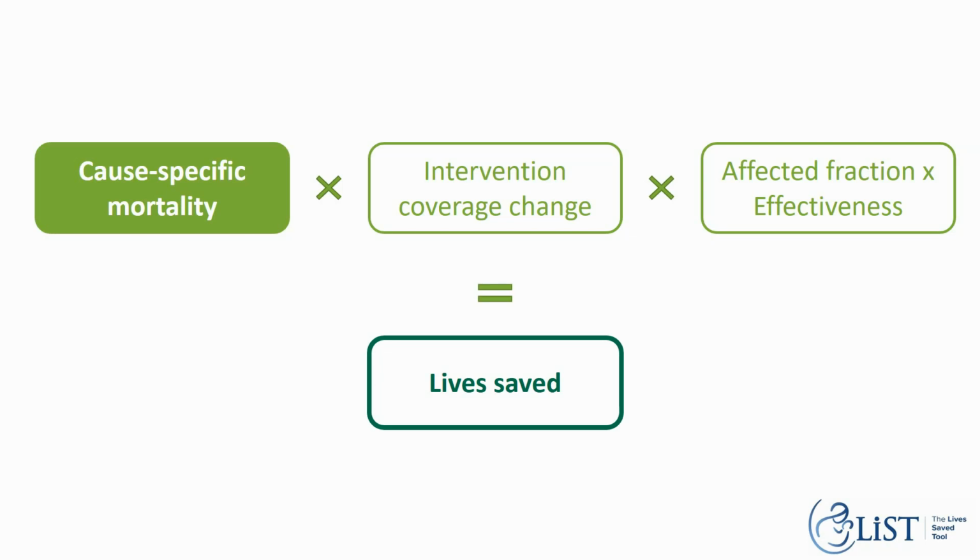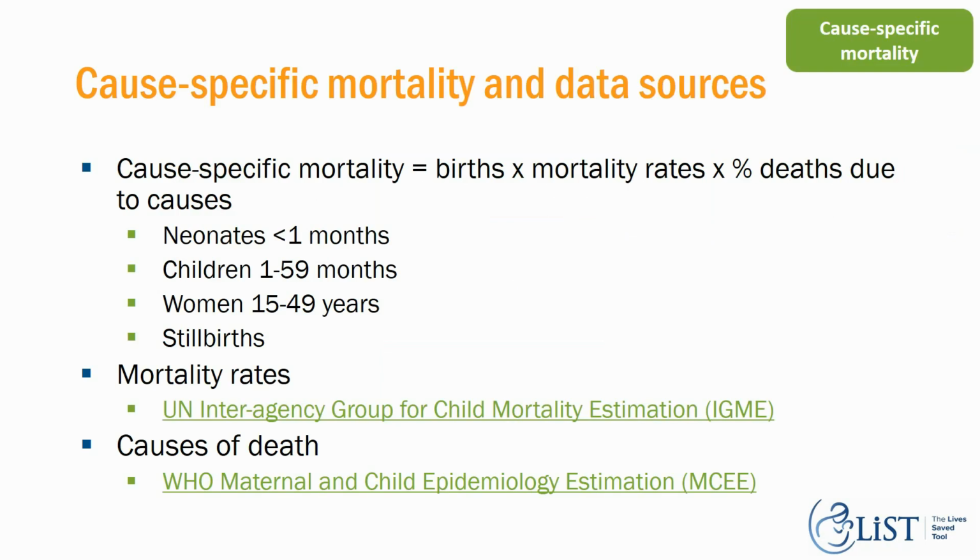So to take a look first at the cause-specific mortality, we define that as the number of births times the mortality rates times the percentage of deaths that are due to specific causes. And in LiST, we get that data separated out into data for neonates who are younger than 1 month, children who are between 1 month and 5 years old, women of reproductive age who are between 15 and 49 years old, and stillbirths.